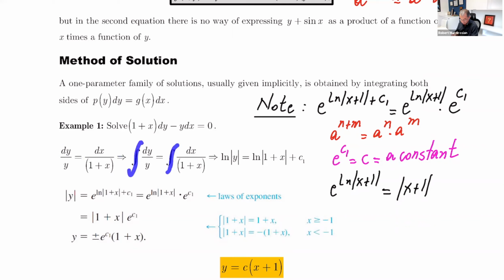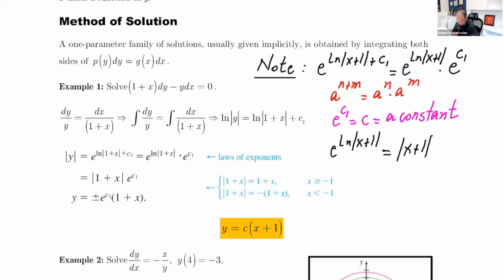Then you take the integral of both sides. The integral of dy over y is just ln absolute value of y, and the integral of dx over 1 plus x is ln absolute value of 1 plus x, plus c. Do not forget that c, or I called it c1 here.